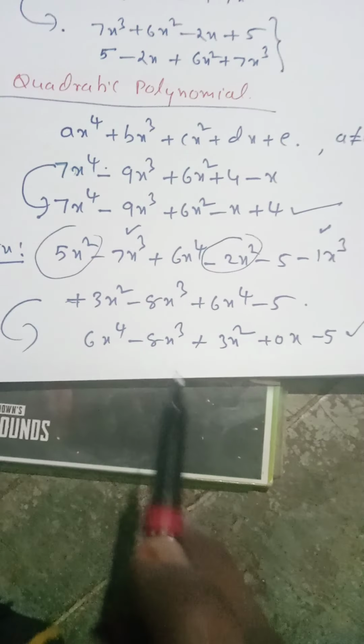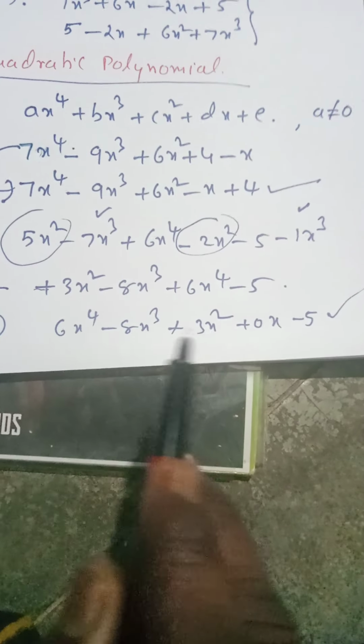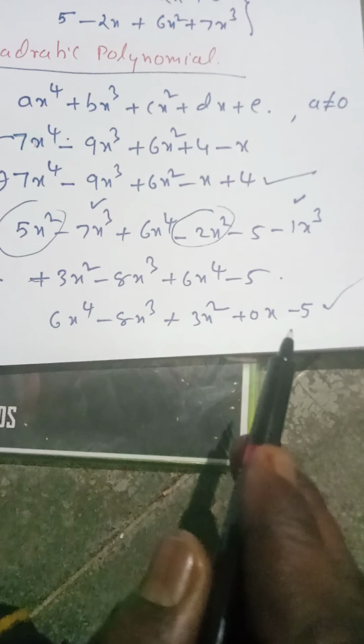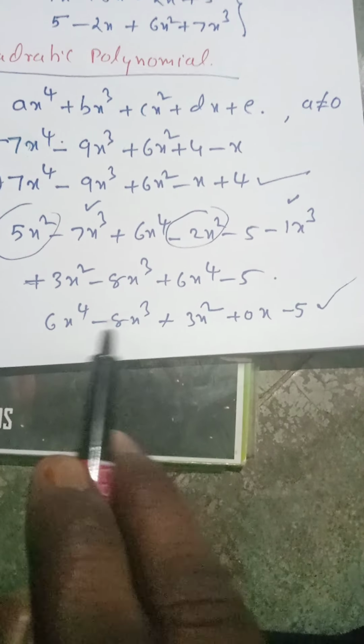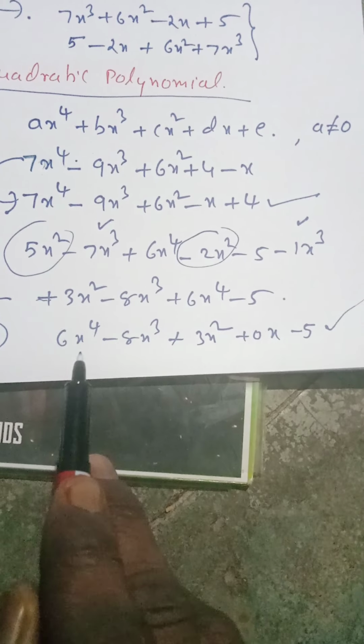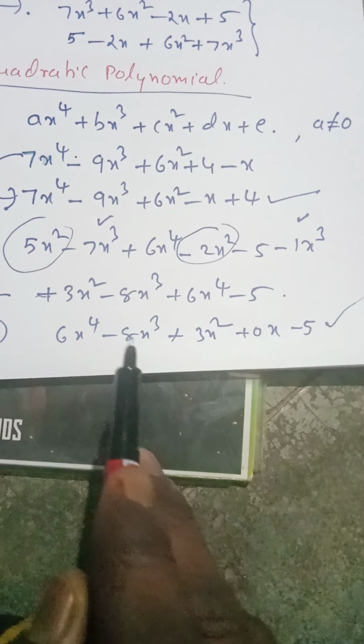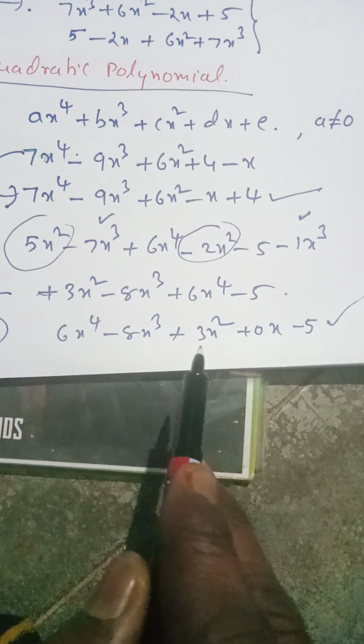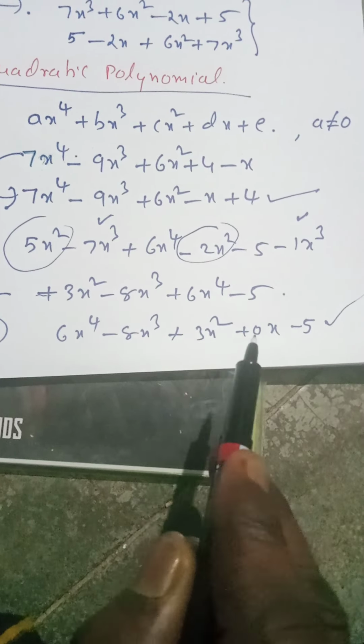Why? Because we have no chance to simplify any two terms of it, and clearly it is in the form of ax to the power of 4 plus bx cube plus cx square plus dx plus e. That's why it is a biquadratic polynomial.